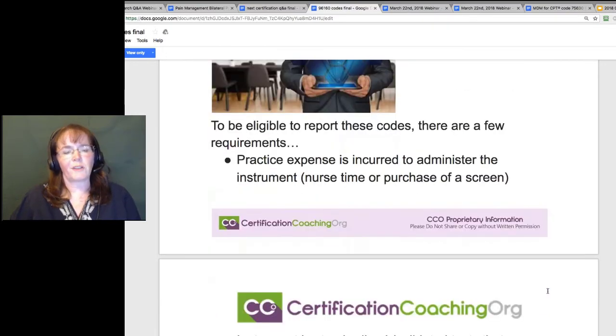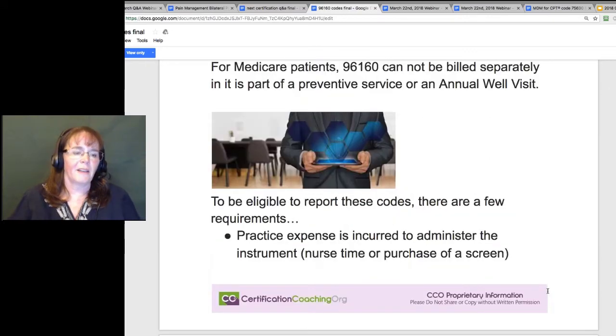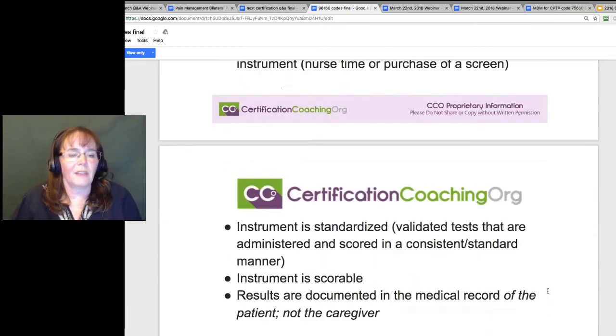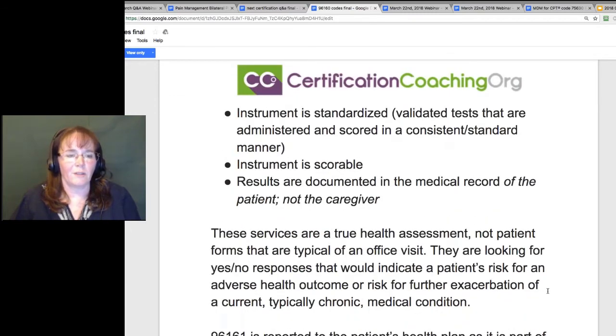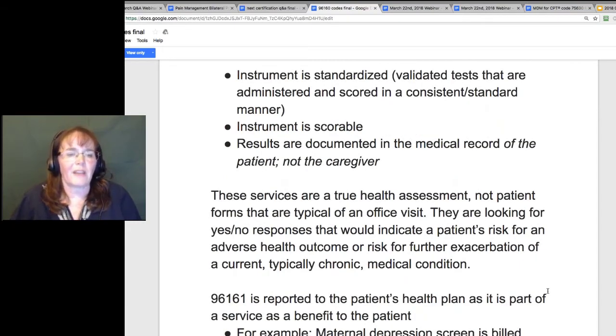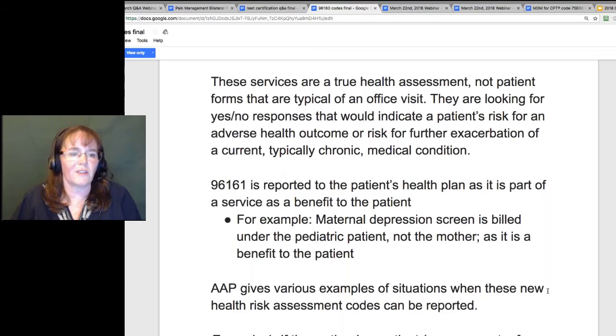So to be eligible to report these codes, there are a couple of different requirements. The practice must incur an expense to administer that instrument, whether it's the nurse's time to do a query or the purchase of a screen or a device. It also needs to be standardized. So that instrument, either the nurse or the screen, you're looking at validated tests that are administered and scored in a consistent or standard manner. It must be scoreable, and the results are documented in the medical record of the patient, so not the caregiver. You need to make sure that they're going under the patient's information.